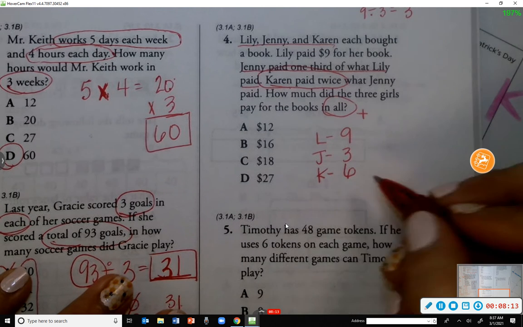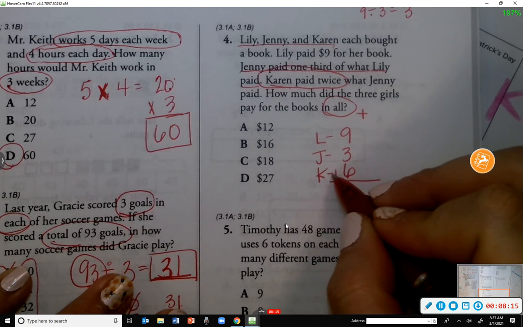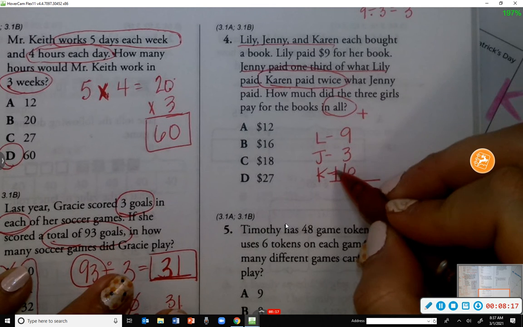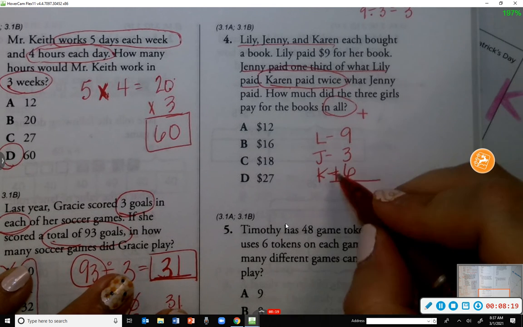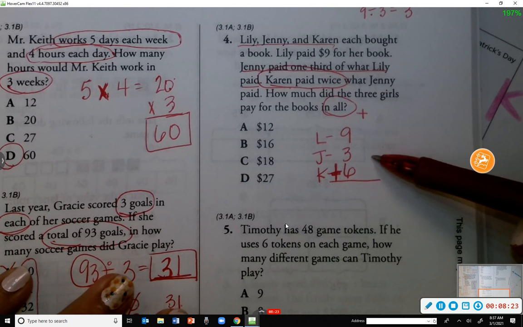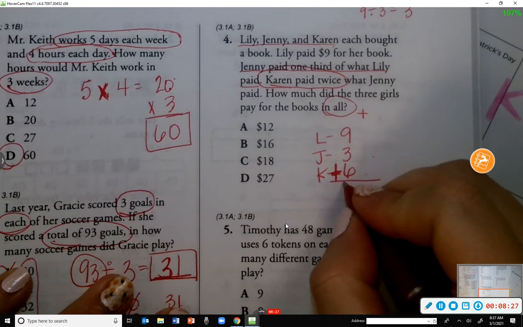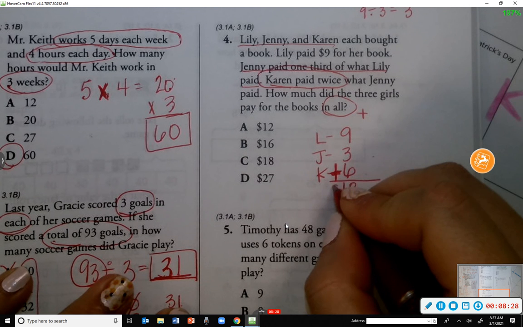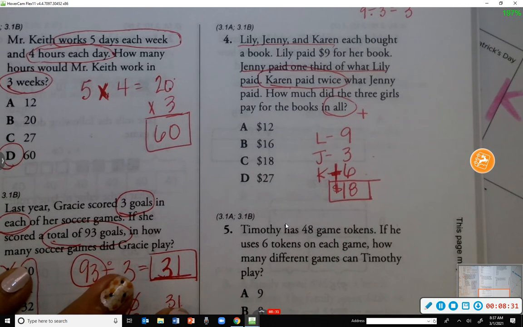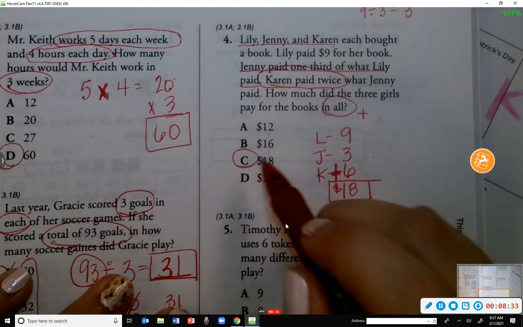Okay, now we add all of the girls' books up. What's 9 plus 3? 12. 12, good. 12 plus 6? 18. $18 for all 3 girls. C would be correct.